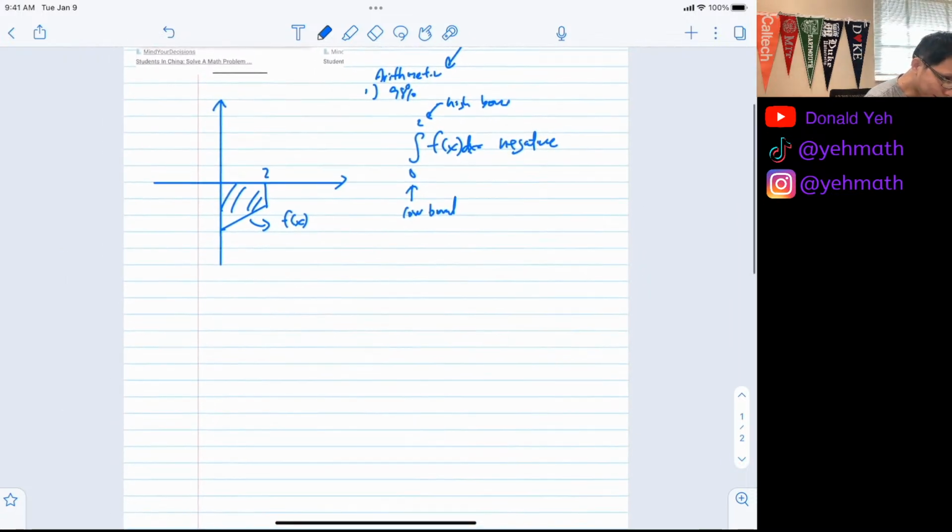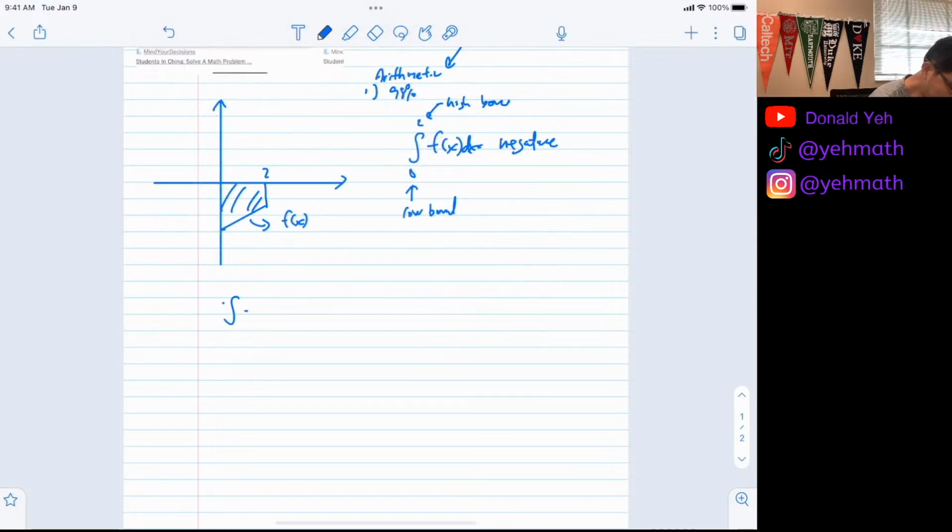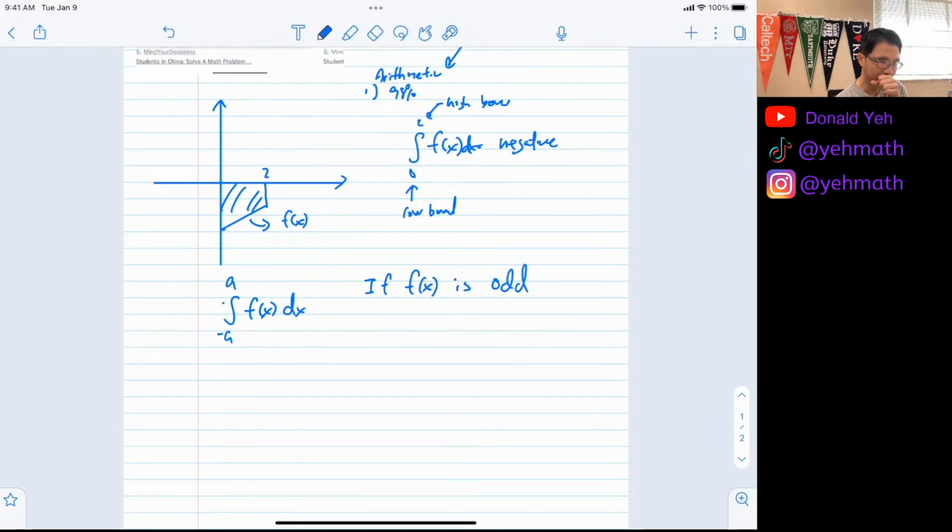The second understanding is another property of integrals. The integral between negative a to a of f of x dx, if f of x is odd. Now here's my question. f of x is an odd function, and we integrate between negative a and positive a. What do you think it ends up equal to? 0. Why do you think it's 0?